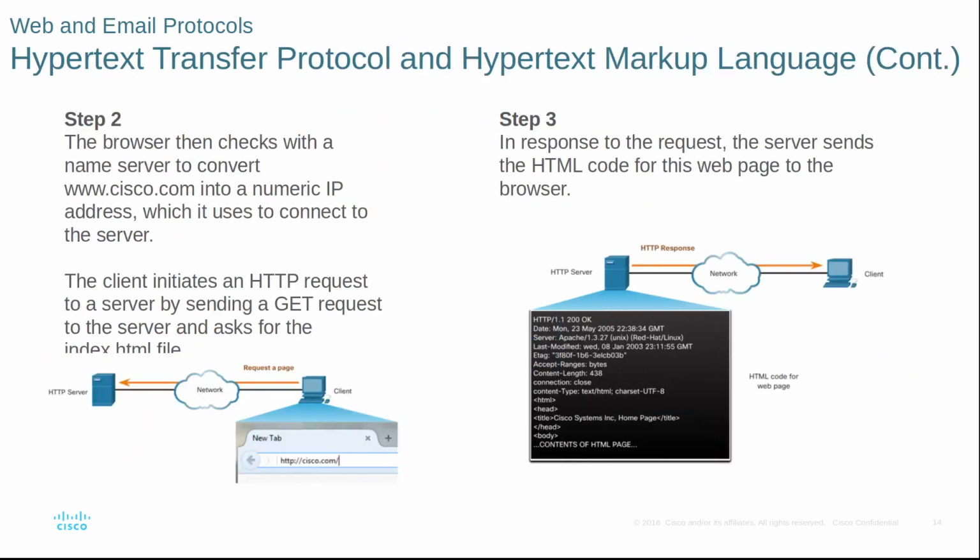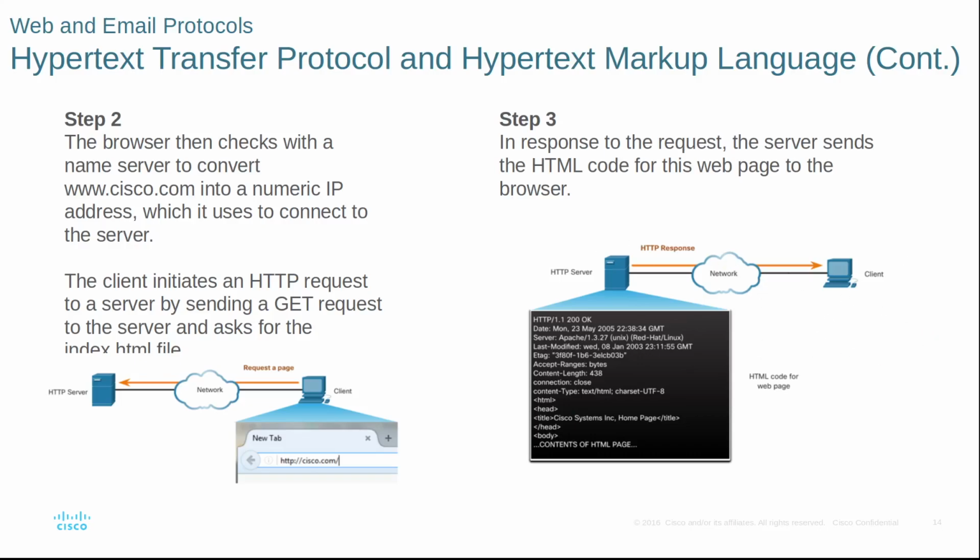So the browser interprets that. It does a DNS lookup to convert cisco.com to an IP address, connects to the server, initiates an HTTP request to the server, which sends a GET request, and asks for the index page. The server responds with the HTML code for the web page, and in that response, in the header, it provides a level 200 status code, which indicates success.